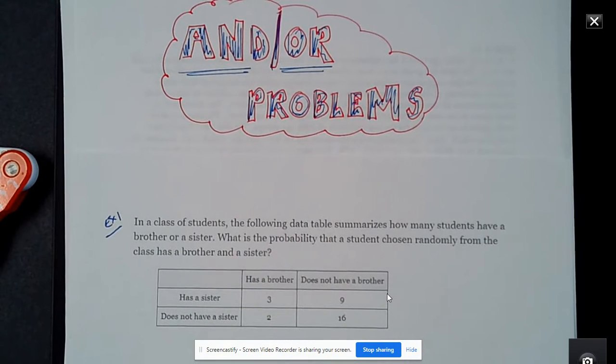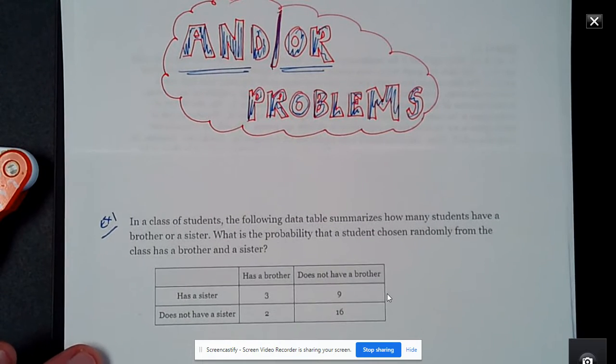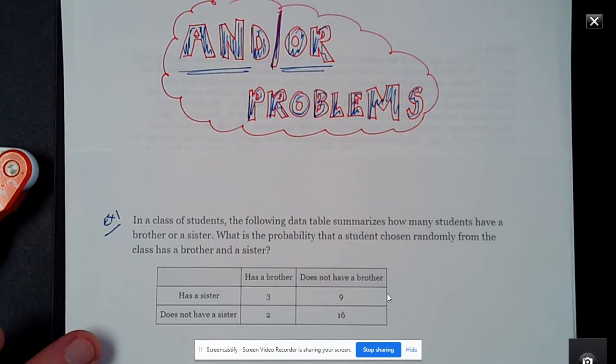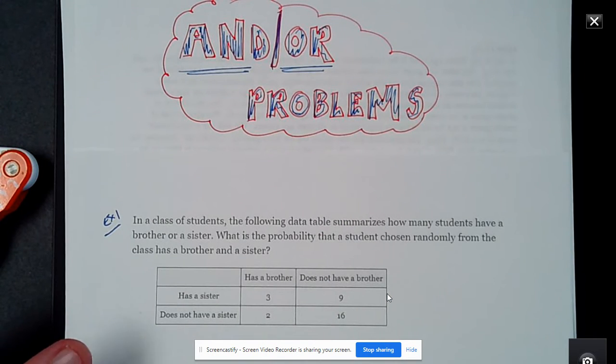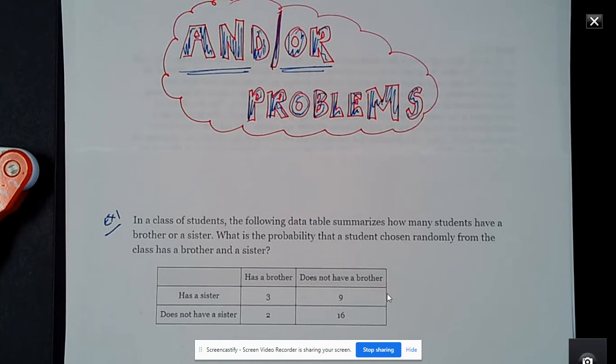Good morning, everybody. In today's lesson, I'm going to be showing you how to deal with and/or probability problems. One piece of advice I can give you as you work through these questions is, whenever you see the word or, think to yourself, am I double counting an outcome of an event? Can these events happen at the same time? You'll see what I mean as we go through these four examples.